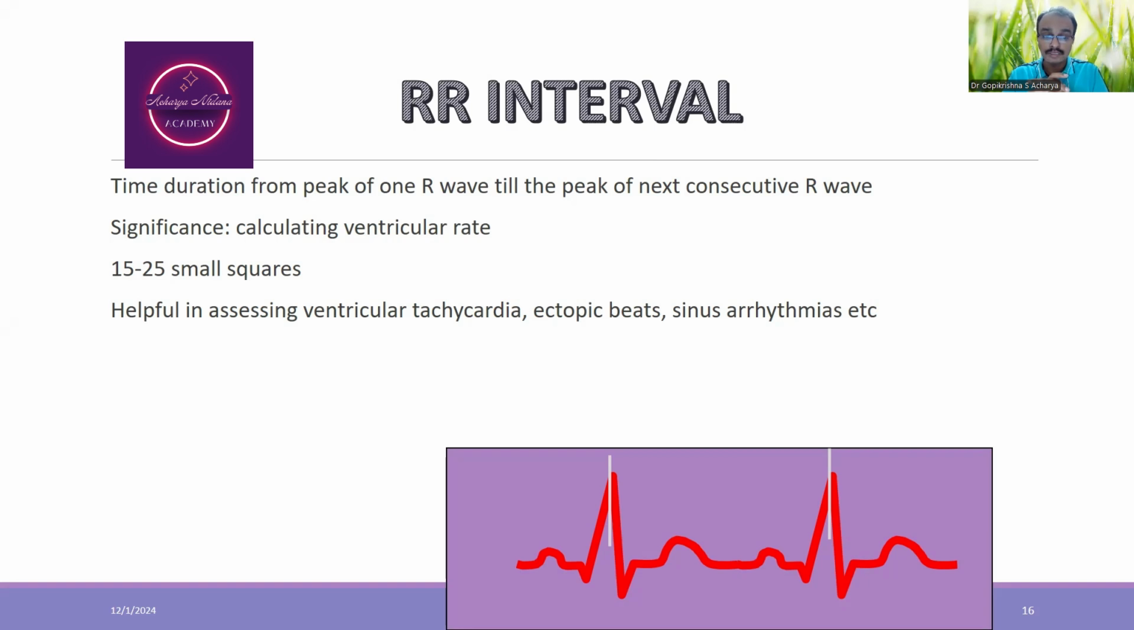This is normally equal to the atrial rate, but this may be dissociated in cases of complete heart block.